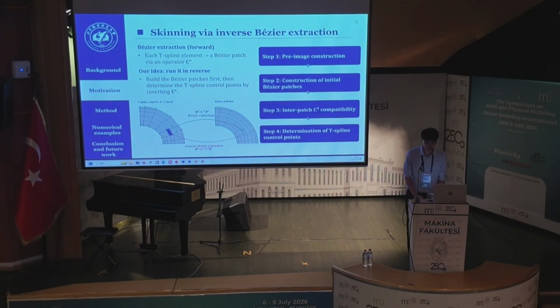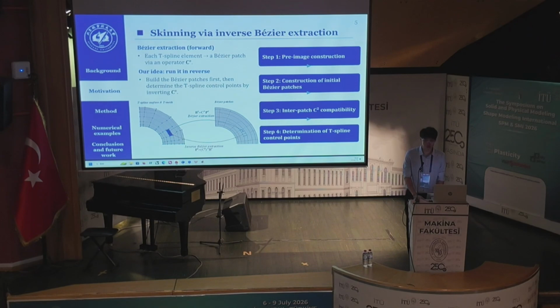We propose a new T-spline skinning method that improves data efficiency and offers a general systematic modeling procedure. So here's the idea behind our method. We call Bézier extraction in the forward direction. Each T-spline element maps to a Bézier patch through an extraction operator CE. And our key idea is to run this the other way around.